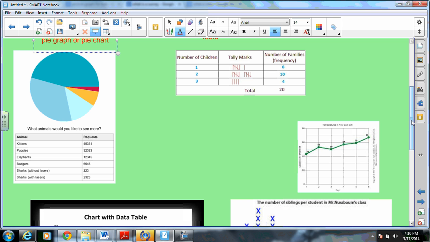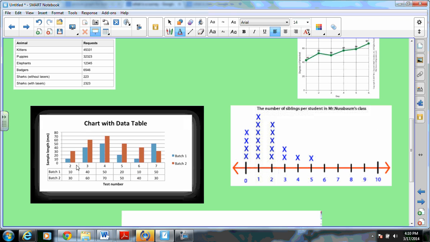Down here, we have a bar graph because you see the bars on here. And they even have a little bit of a table down here with the different batches to show you what each batch is for. So this is talking about length in mm. If you remember, we just did measurement, mm means millimeter. So this is talking about millimeters, and this is how many.